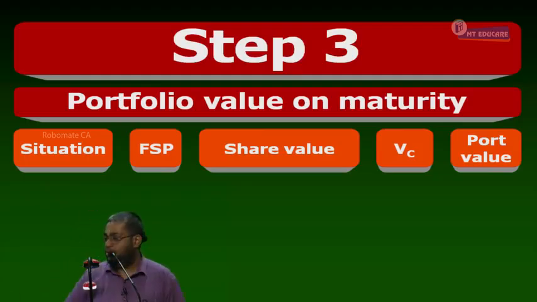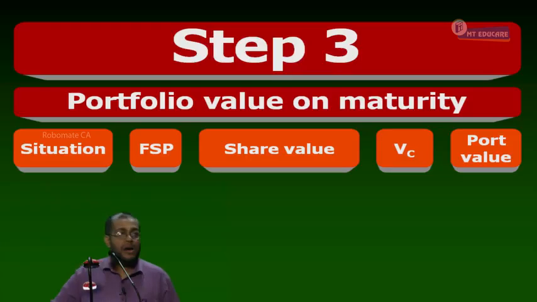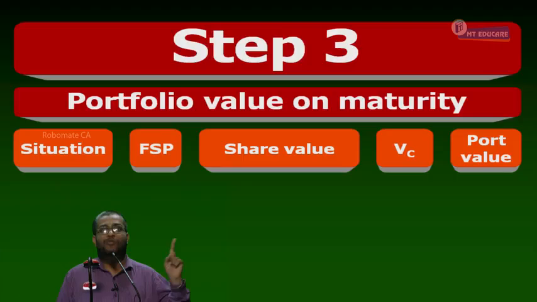Maturity value of portfolio, or future value of portfolio. Okay, can I proceed or not? Now, have the following columns: situation, FSP, share value, call value, portfolio value. Finish copying? Now, first, one by one.